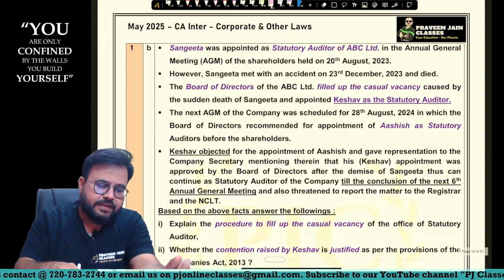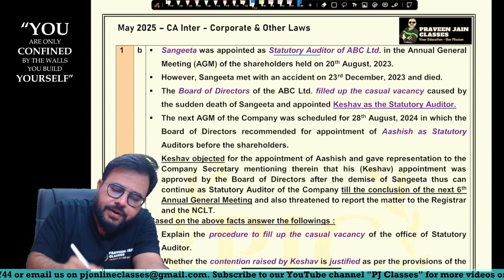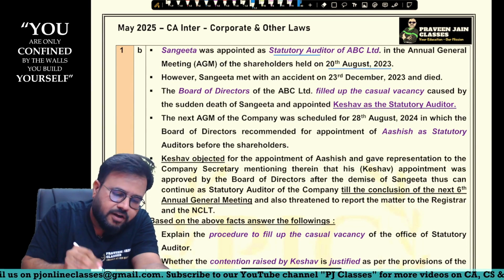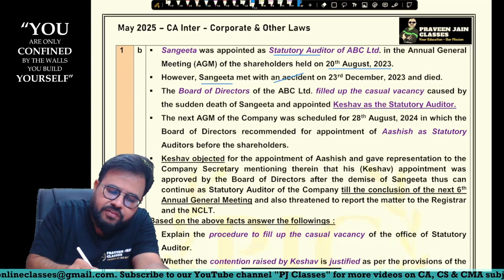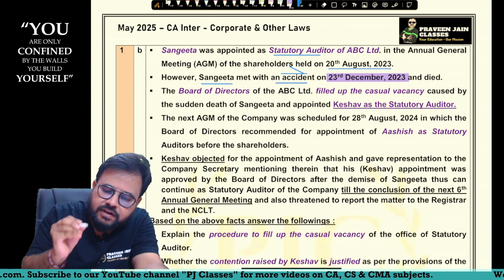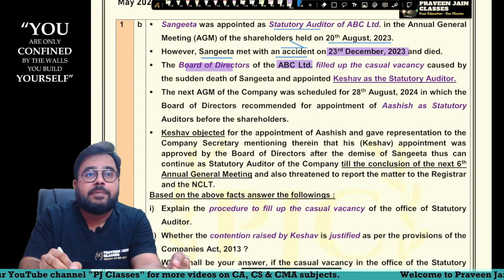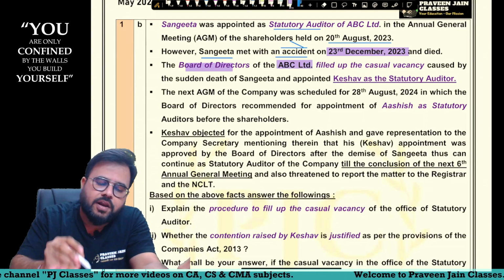Okay, great. Next, 1B. So Sangeeta, you are the auditor of the company. You were appointed in the general meeting. Sangeeta met with an accident. Oh, so there is a casual vacancy. She died on 23rd December, sir. Now, the board of directors of ABC Limited. ABC Limited is not a government company; it is a normal company, sir.